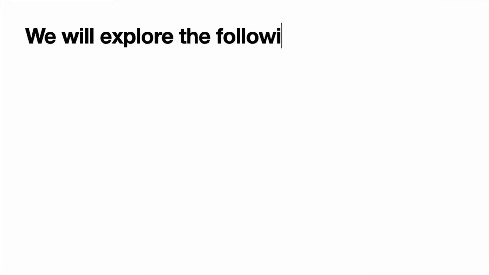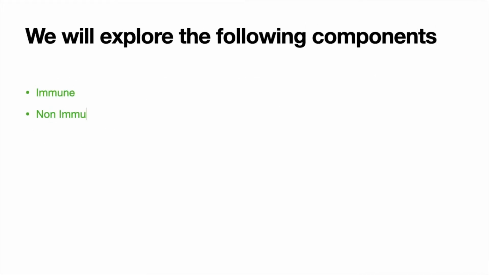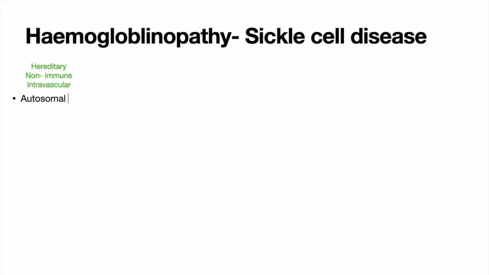Today we will be discussing the disease profile for sickle cell disease. So let's start by thinking about how we can classify hemolytic diseases, and here are the following examples, which we'll look at in this video. Now when it comes to problems with hemoglobin production, we have conditions like sickle cell disease. And this is classified as a hereditary condition that's non-immune and intravascular hemolysis.